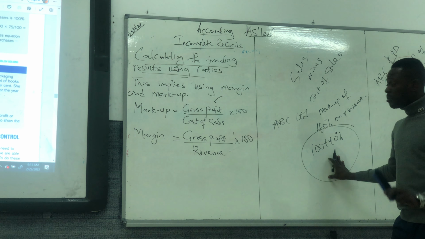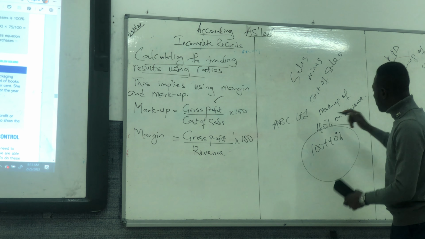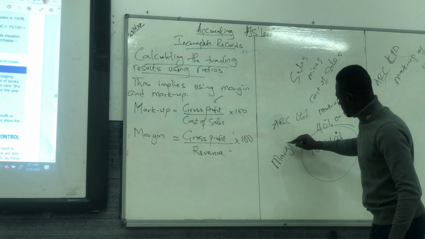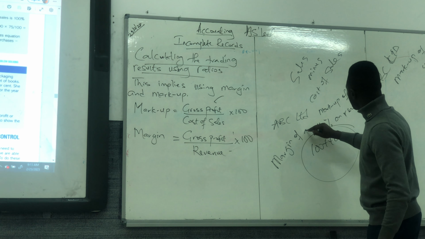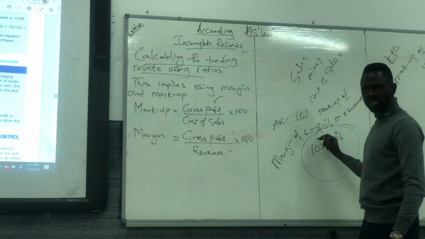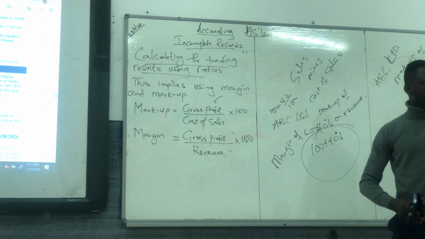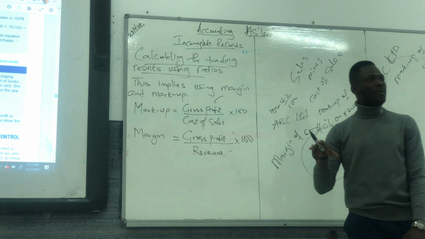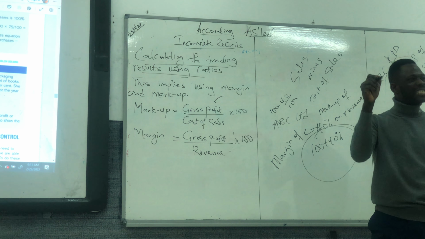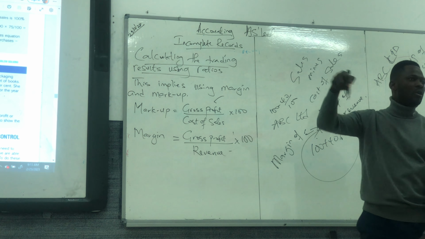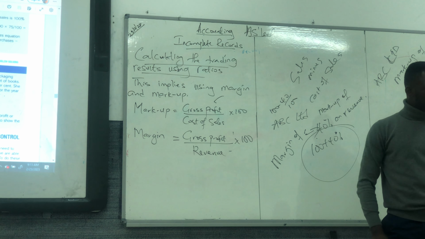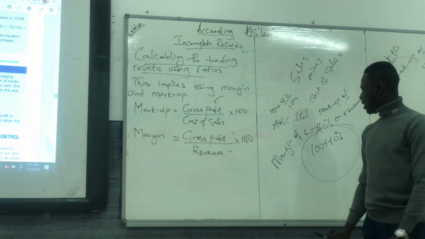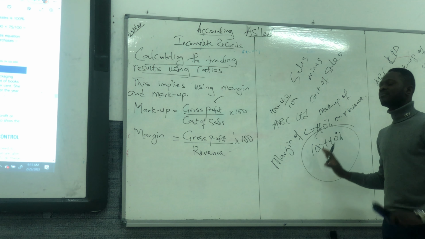That is markup. But if ABC Limited is using a margin of the same amount, 40%, it will mean 100 minus 40%. Do we get the difference here? For markup, it will be 140 multiplied by the value of revenue. For margin, it will be 100 minus 40, which is 60 over 100, multiplied by the value of the revenue. Any question about that? Markup or margin? Both of them.